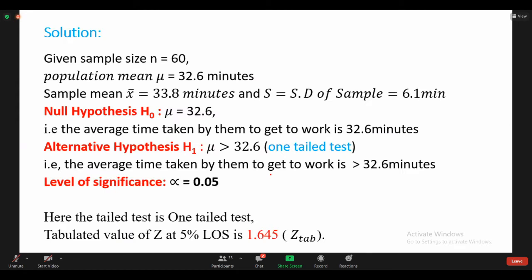First we have to write the given data. Given sample size n is equal to 60, population mean mu is equal to 32.6 minutes, sample mean is 33.8 and sample standard deviation is 6.1. This is the given data. First we have to write the null hypothesis. Null hypothesis H naught is always mu is equal to mu naught, and mu naught is 32.6.